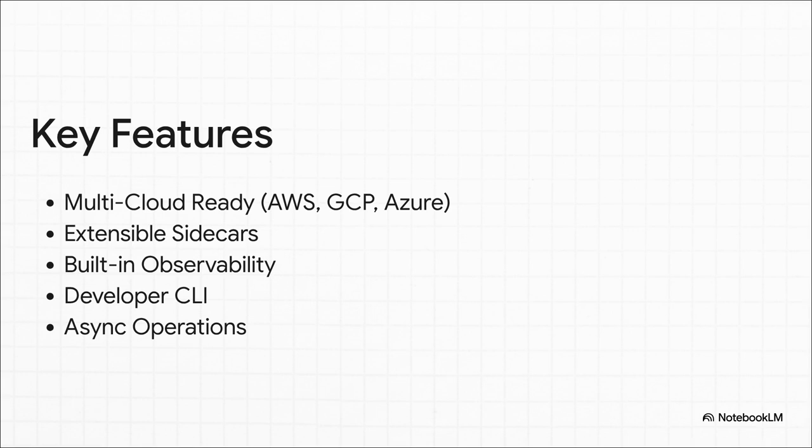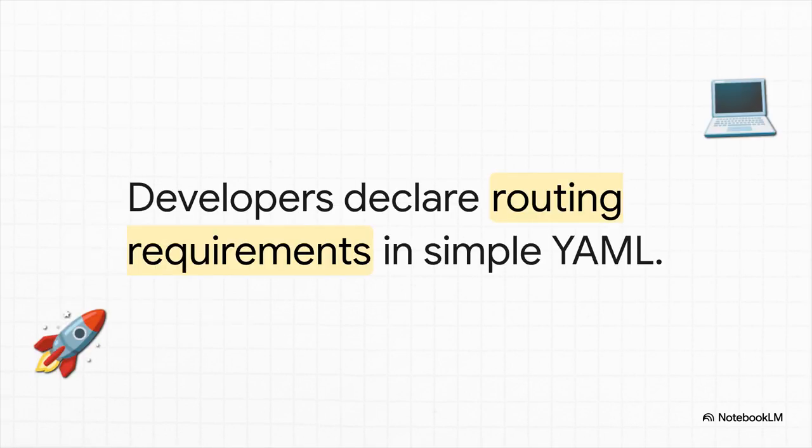You've got built-in observability out of the box with Prometheus and Grafana, a dedicated developer CLI, and, this is huge, it runs on async operations, meaning your CI/CD pipeline doesn't have to hang for 5 minutes just waiting for a routing update status. But the real game changer is the self-service provisioning.